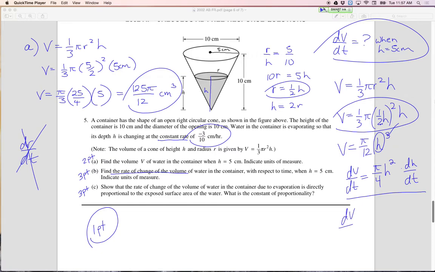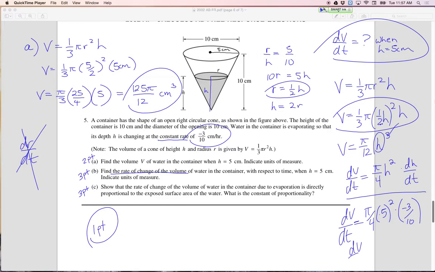So we're going to have dV/dt is equal to pi over 4 times h, what was h? 5 squared, times dh/dt, what's that? -3/10. And this is centimeters squared, and this is centimeters per hour, so you're going to have centimeters squared times centimeters per hour, which is going to be what? Cubic centimeters. Or you just think about it and say volume's always cubic, and this problem is area squared, and you go, oh, cubic centimeters per hour.